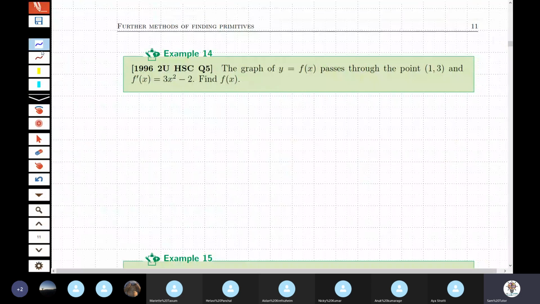This one here is from the 1996 Tuna HSC question 5. The graph of y equals f of x passes through the point (1, 3). So we've got any graph. We don't know what kind of graph it is, but we know that it specifically passes through the point (1, 3). But we know the derivative. We know f dash of x is 3x squared take away 2.